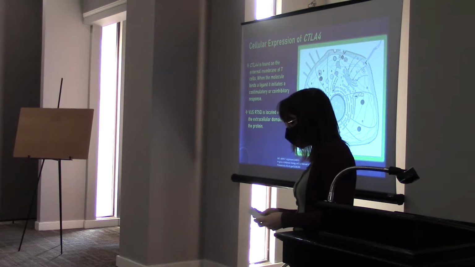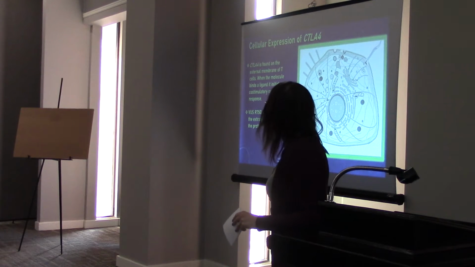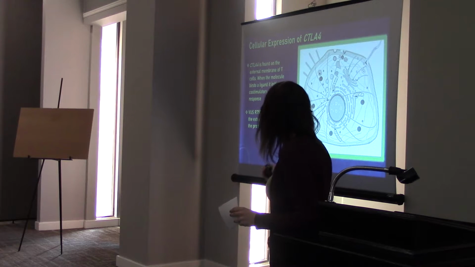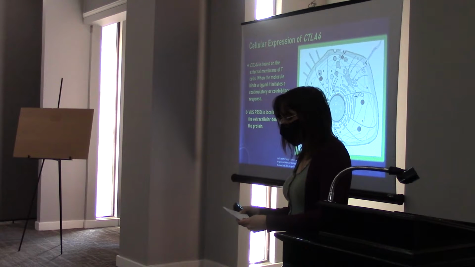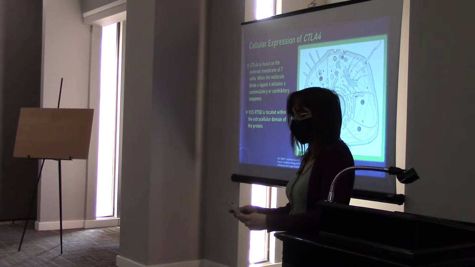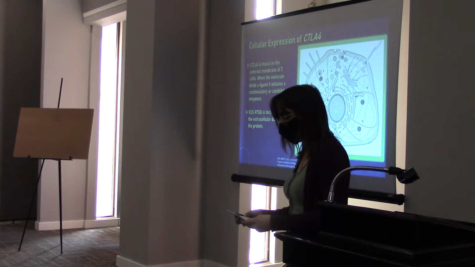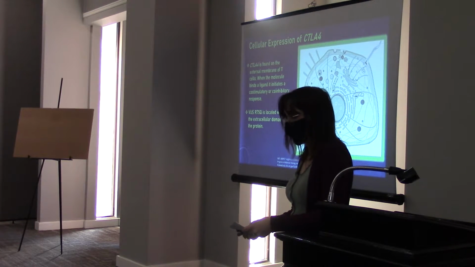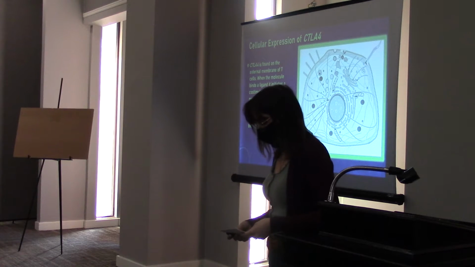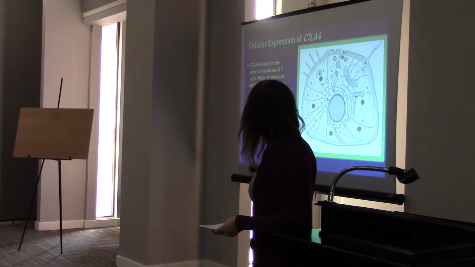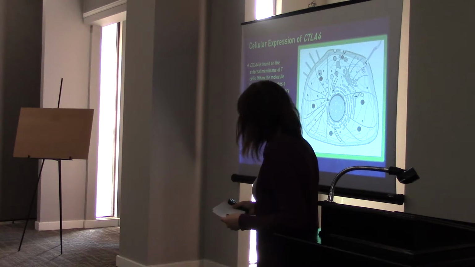The cellular expression of CTLA4, it's found on the external membrane of cells. Right, let's see if I can get the pointer. Here we go. It is a receptor protein that binds ligands such as CD80 and CD86, which are found within the membrane of antigen-presenting cells. This protein has 3 domains, an extracellular V domain, a transmembrane domain, and a cytoplasmic tail. And the variant is located in the extracellular domain of the protein.